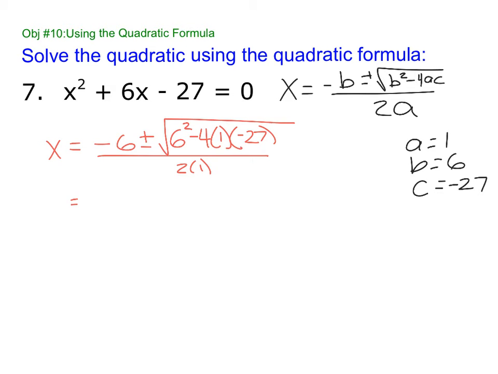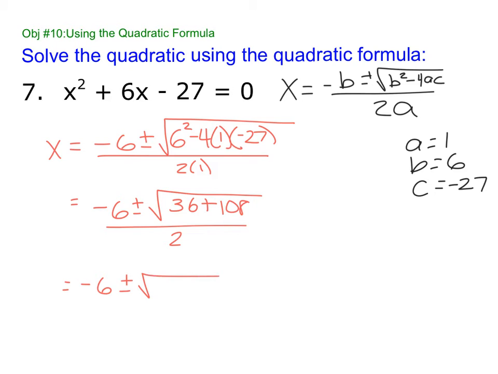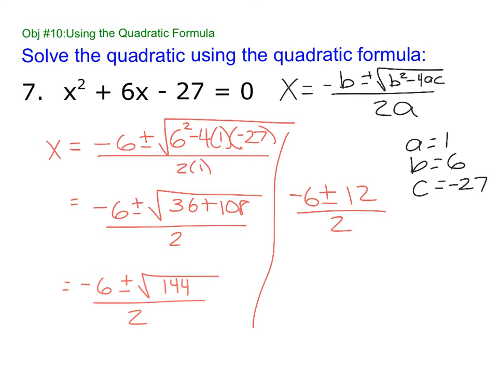So we're going to go through and simplify. Negative 6 plus or minus the square root. So that's 36 plus 4 times 27, so that's 108, all over 2. Negative 6 plus or minus the square root of 144 all over 2. Negative 6 plus or minus the square root of 144, which is 12, all over 2.